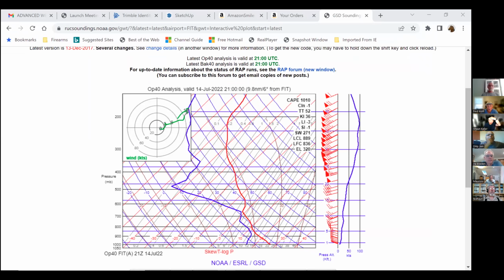I refreshed all my knowledge about skew T's this morning, and I admit I use skew T's a lot. So there you go, Mike.